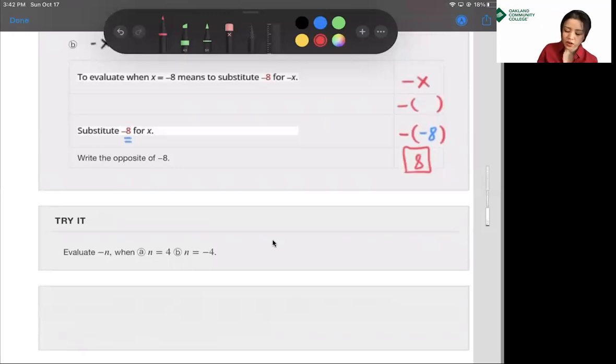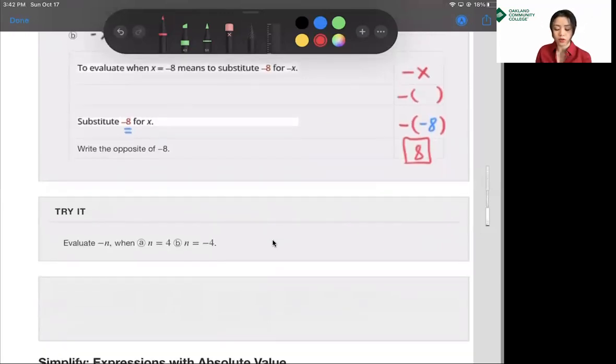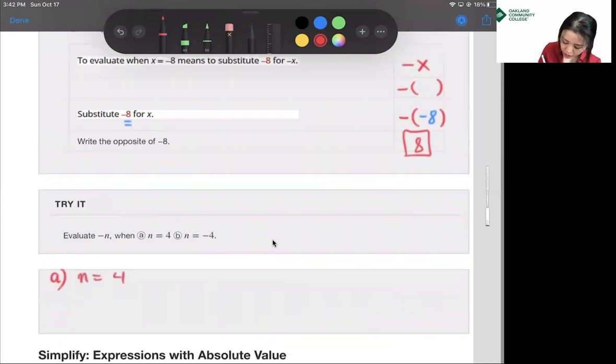Evaluate -n when n equals 4. So part A, I want to evaluate negative n when n equals 4. Whenever I see a variable n, I'm going to replace it with parentheses, so negative parentheses. And now I'm going to put the 4 in here. So my answer will be -4.